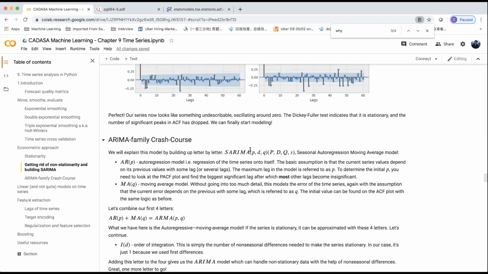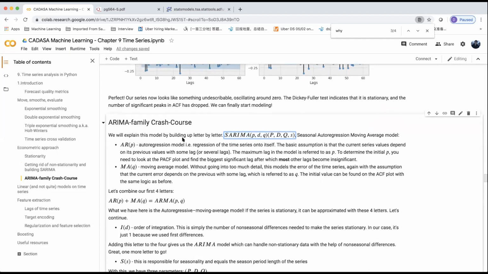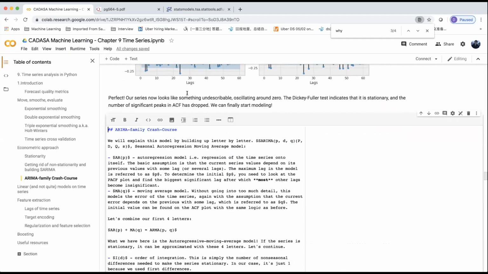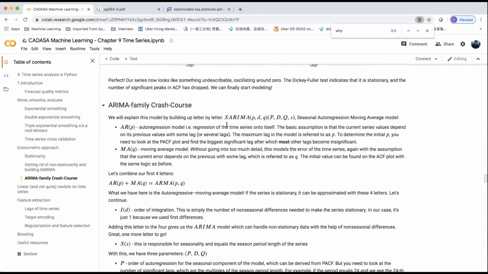All right. Here comes the hardest part, which is called ARIMA or SARIMA. Okay. So SARIMA has three important parts. The first part is called AR, the autoregression model. Basically, it's a regression of the time series onto itself. Basically, regress Y_t on Y_{t-1}, and so on and so forth. The basic assumption is that the current series value depends on the previous values with some lags.